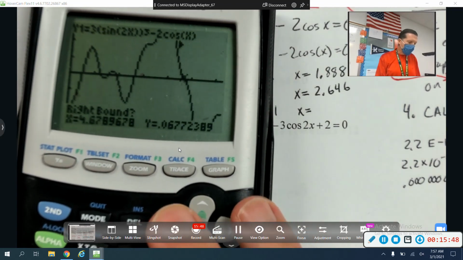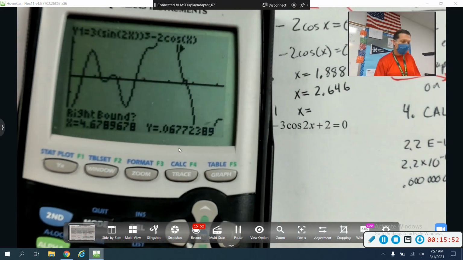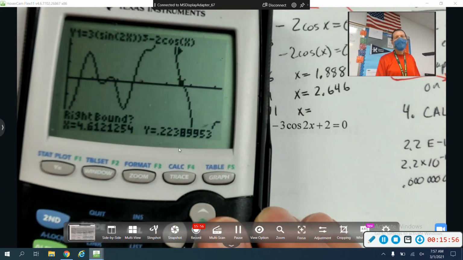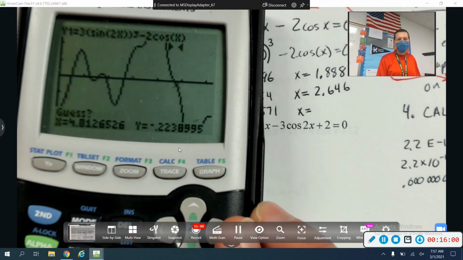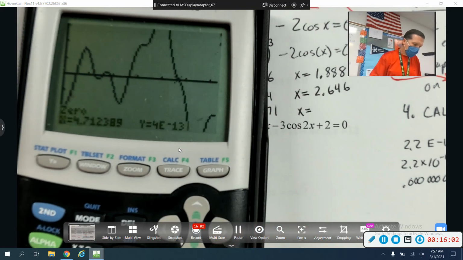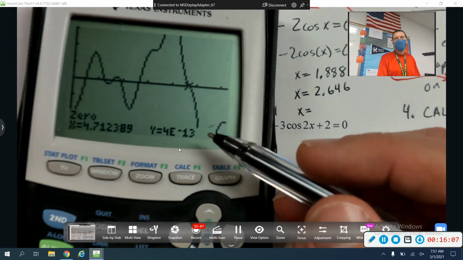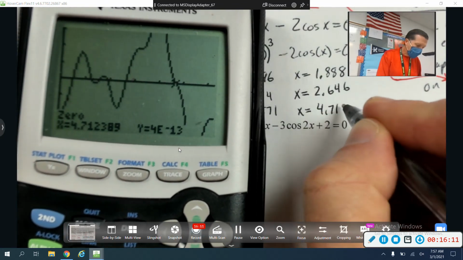By the way, the sign change on the y can sometimes help you if you're not sure if you've crossed the axis or not. So my left bound was up here and y was positive. So the right bound needs to be negative once I've crossed over. Oh, there's another e to the negative, but e to the negative 13, that's really small, so we're good. 4.712.